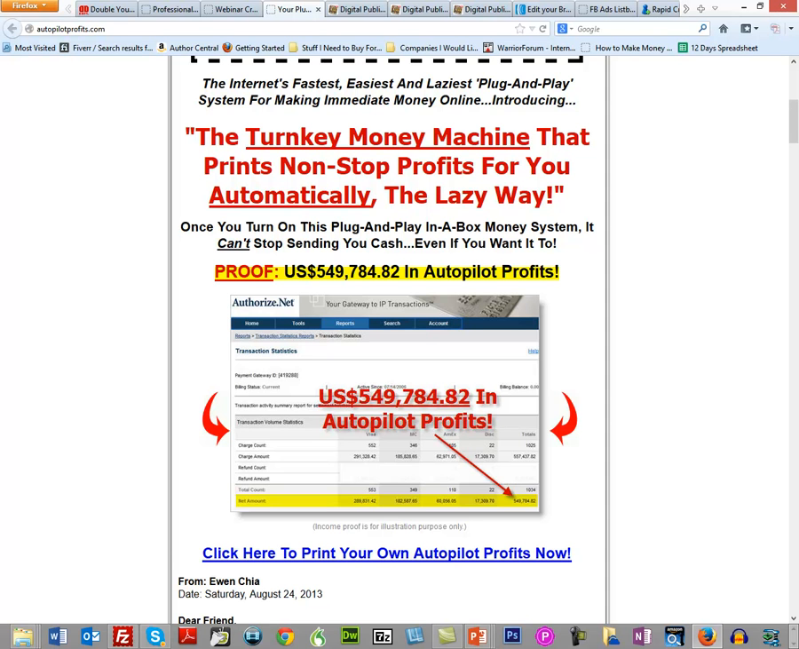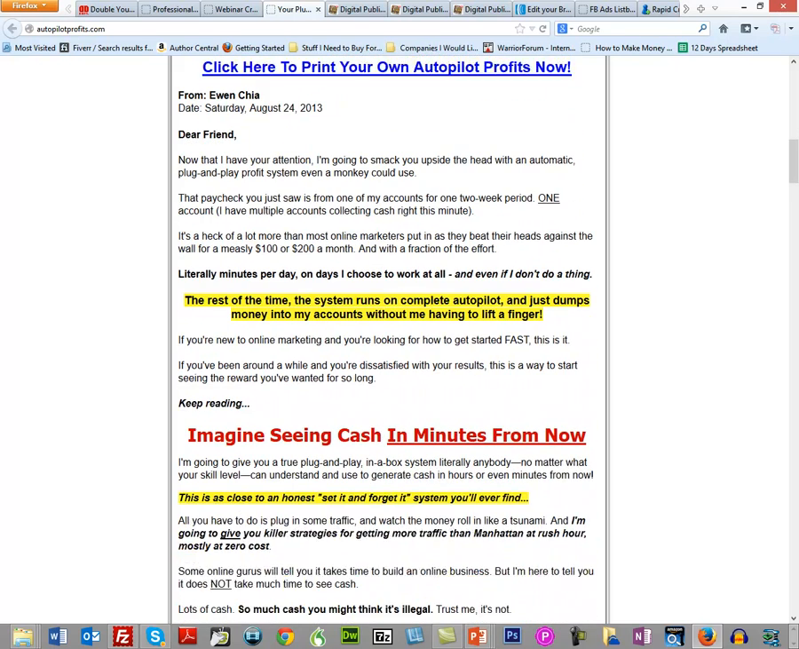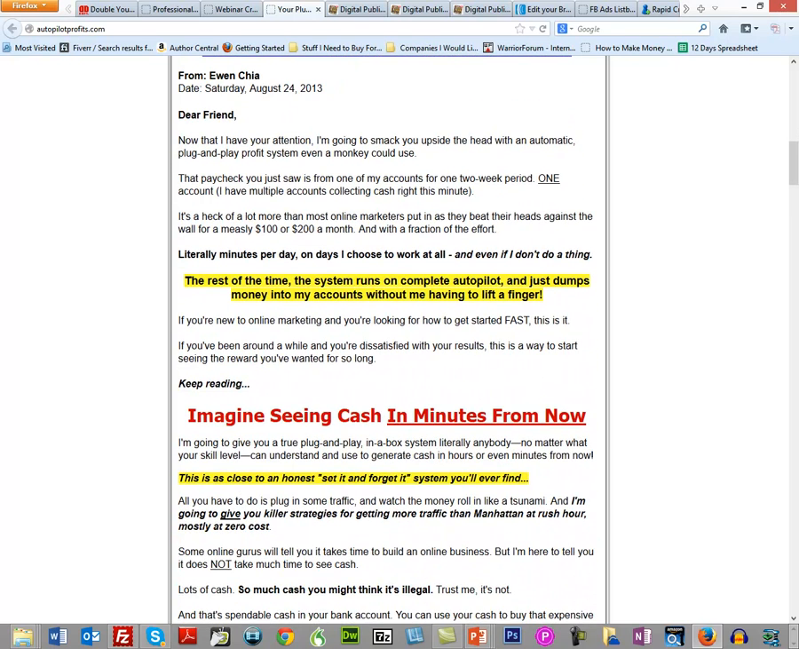Now he's going to start talking about things that will benefit you. What are you interested in? You're interested in, look, literally minutes a day. I choose to work at all, even if I don't do a thing. Do you think that interests people? Do you think that's a benefit? Do you think that's going to be more important to them than what you have in your product? Of course it is. That's what people really want.